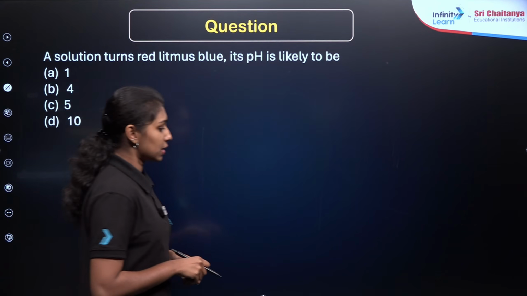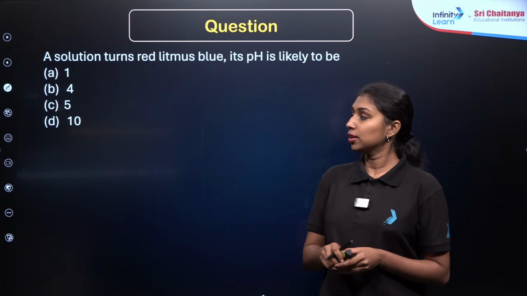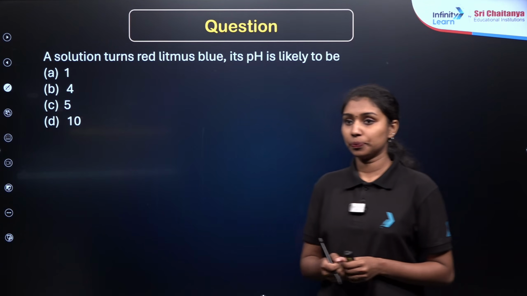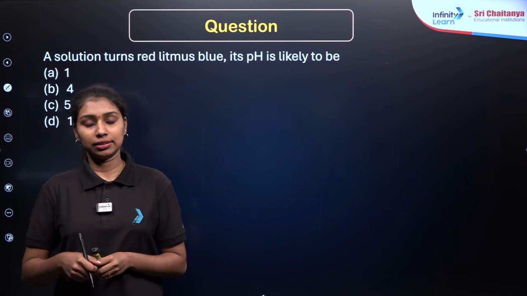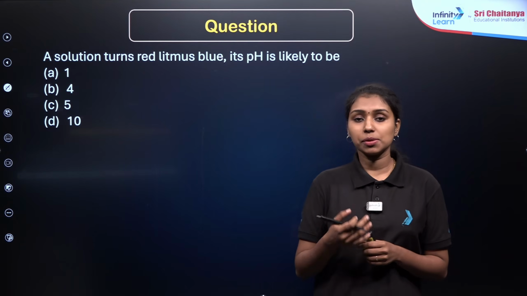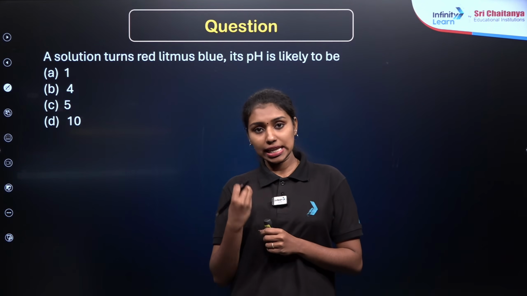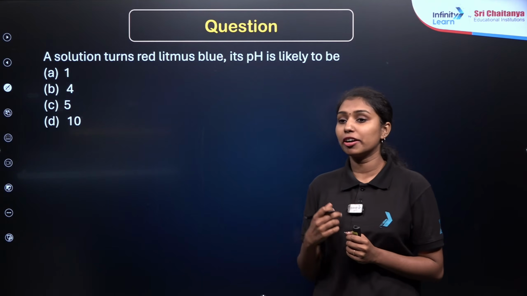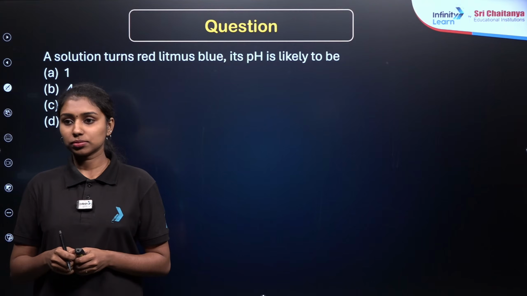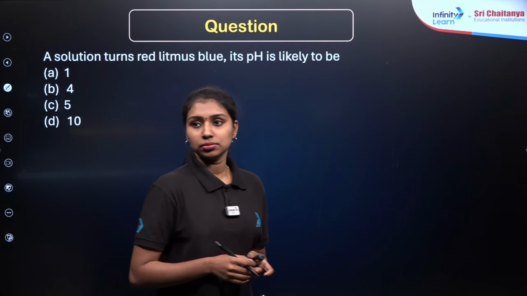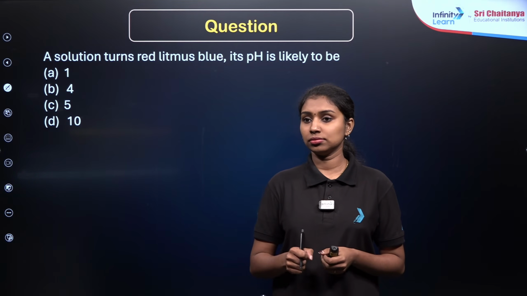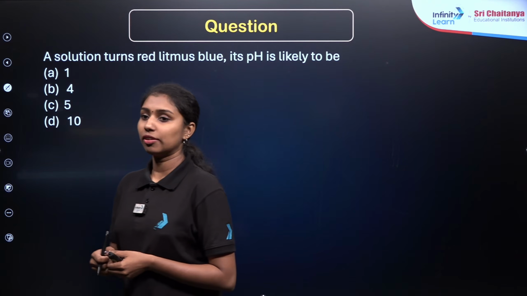Here is the first question, as you can see over in your NCERT textbook. A solution turns red litmus into blue. Its pH is likely to be. So we have defined the acid base depending upon the litmus paper, right? There will be two types of litmus present, red litmus and the blue litmus. So is there any substance which turns the red litmus to blue? What will be their nature? How can we predict their nature depending upon the pH value? So what will be the answer?